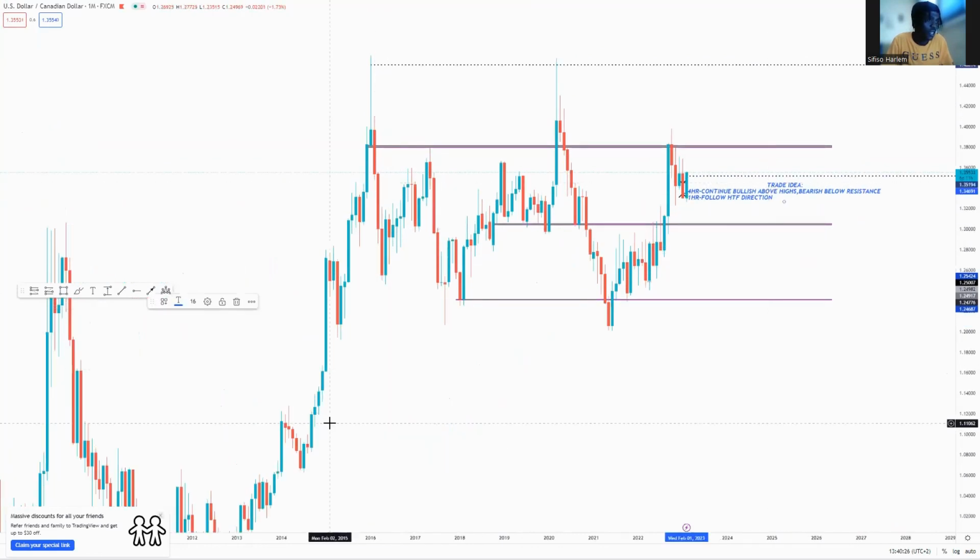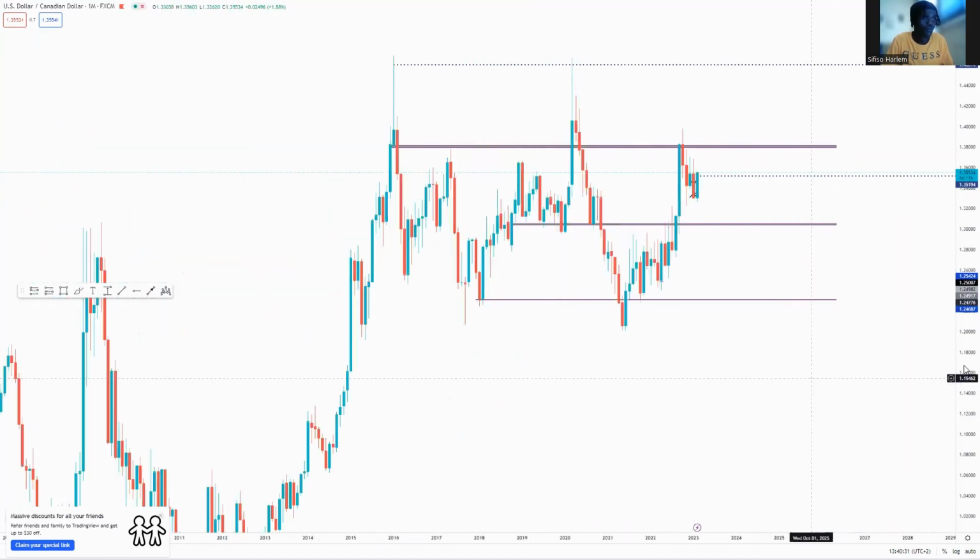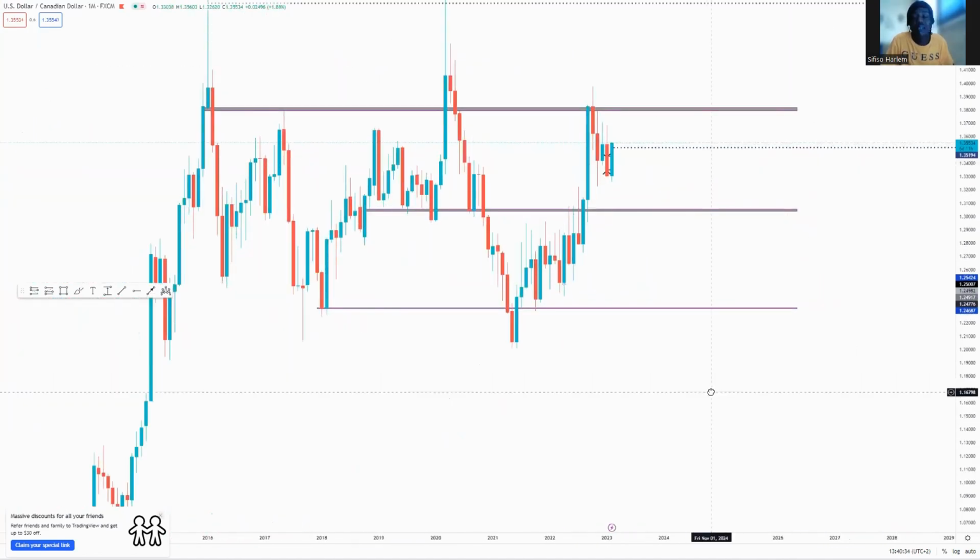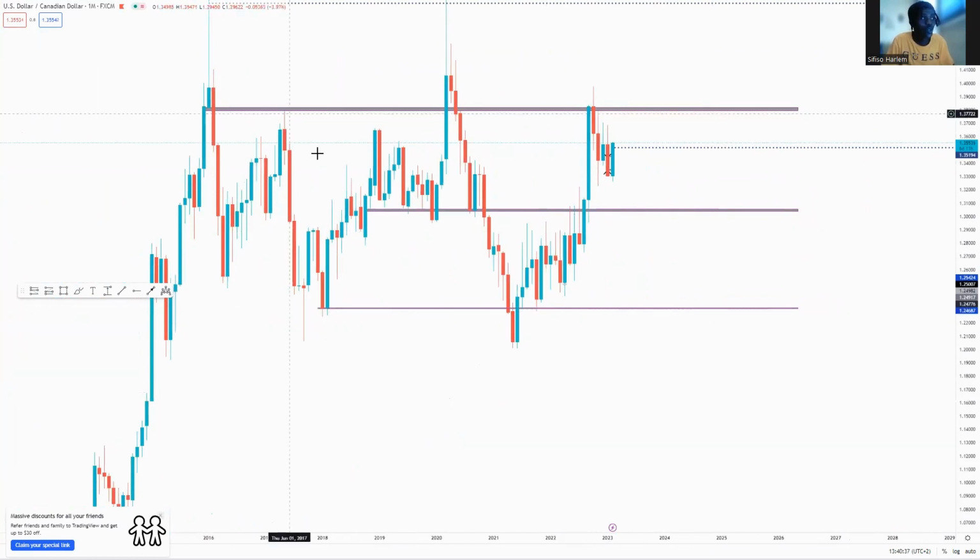Let me remove this. So, like I said, people, this is the monthly time frame. Everything that you see, the zones and the levels, are zones and levels I have been using on USD CAD the whole time since I started trading it. Those are the zones I've been using to analyze USD CAD.